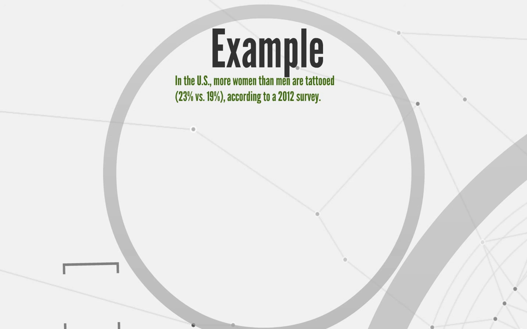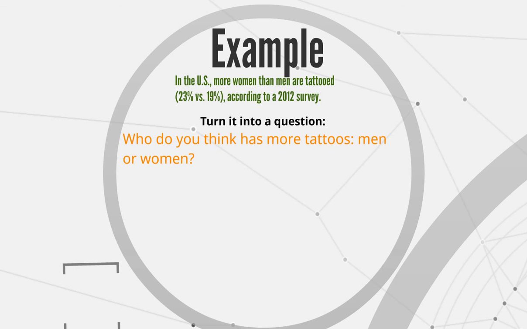But you could just offer this statistic and move on. But in fact, that would be really boring. What you want to start thinking about when thinking of how to engage your audience is change your information into an opportunity to engage your audience. So we can take this statistic and turn it into a question, right? Who do you think has more tattoos, men or women? Get the audience to guess, and then once they give you an answer, tell them the statistic.